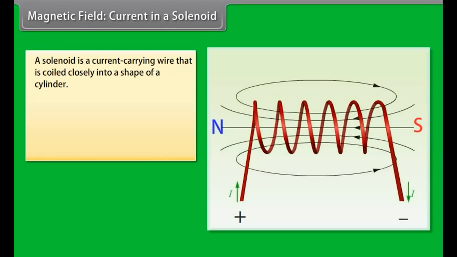Magnetic field. Current in a solenoid. A solenoid is a current-carrying wire that is coiled closely into the shape of a cylinder with the turns as close together as possible. This is similar to a bar magnet.